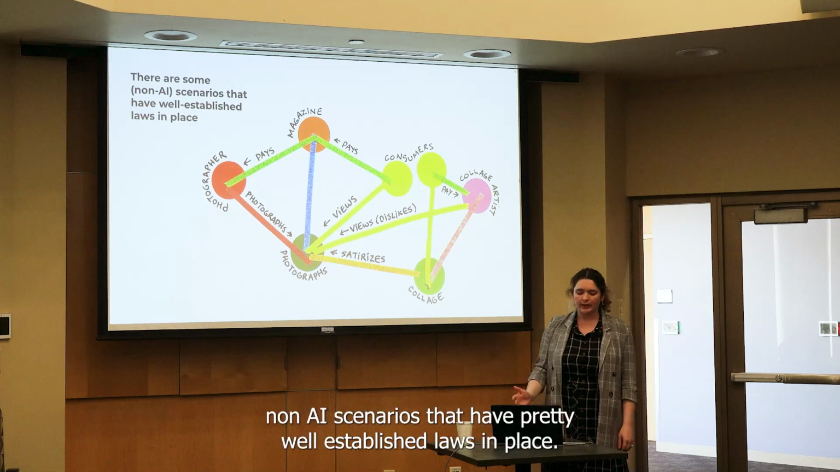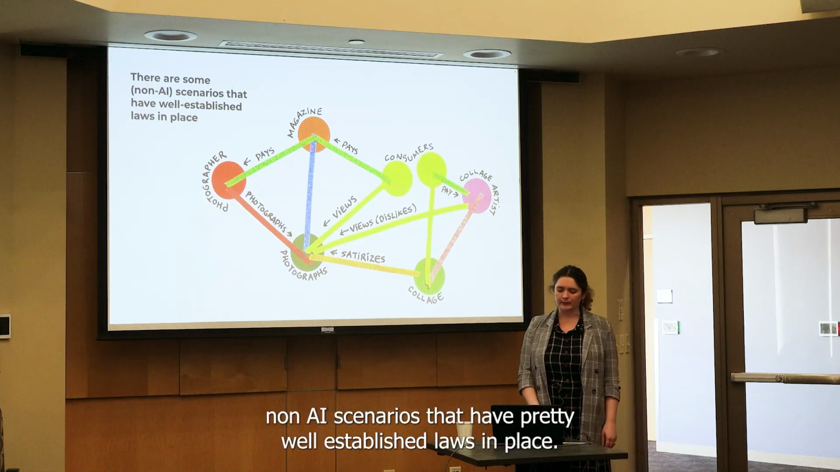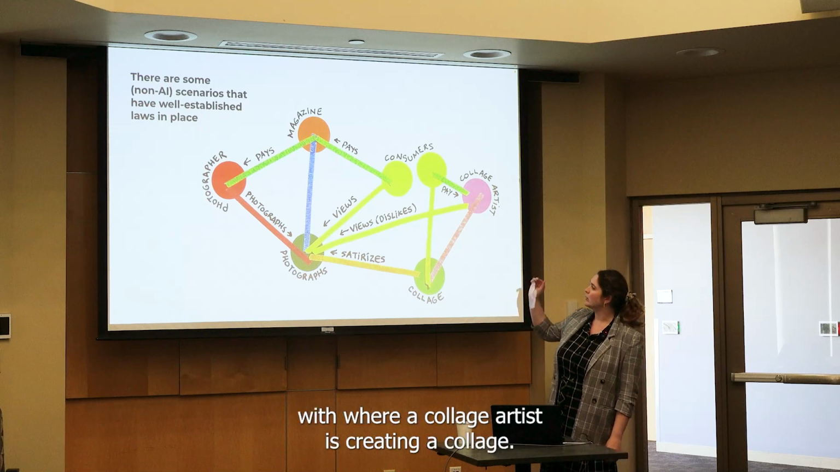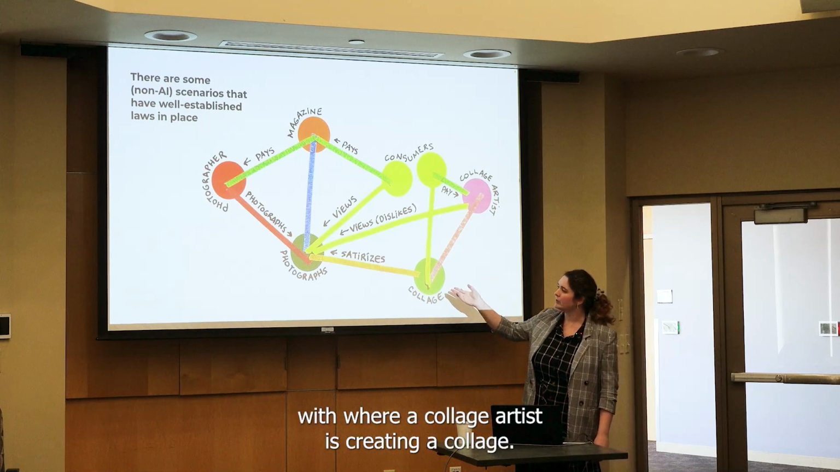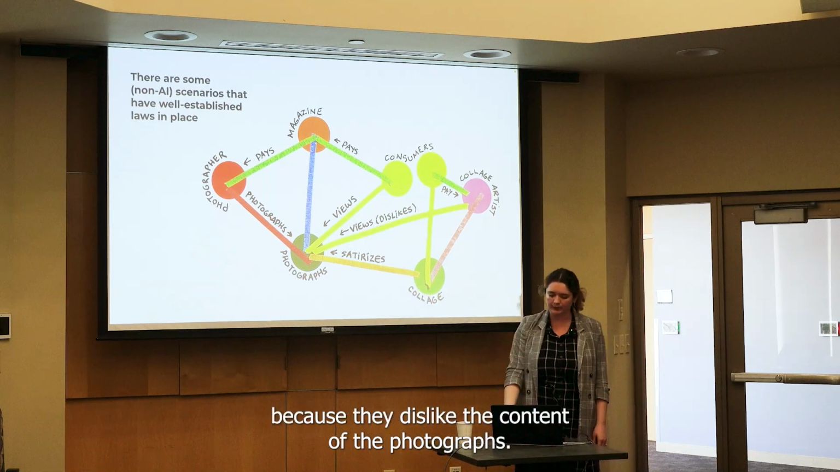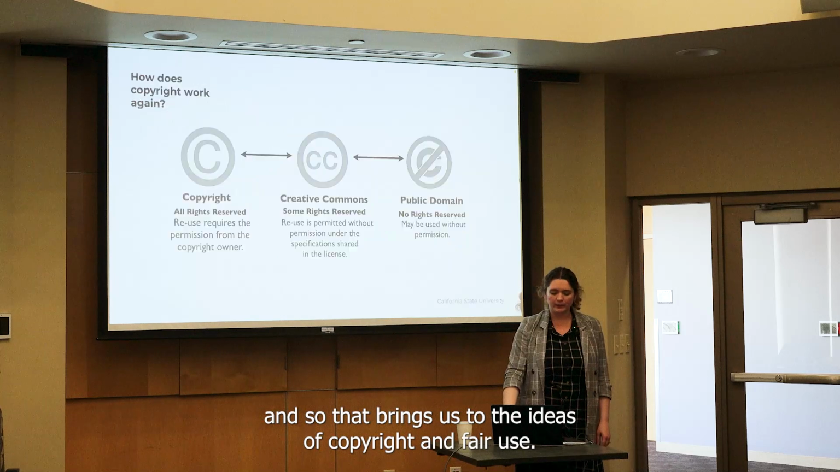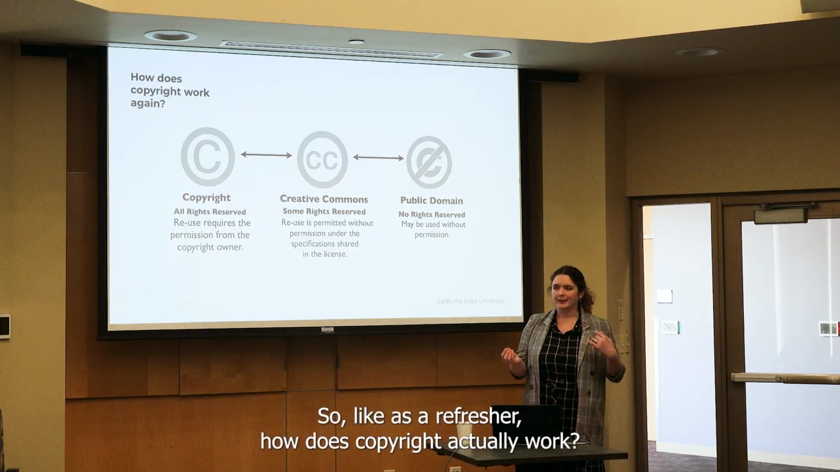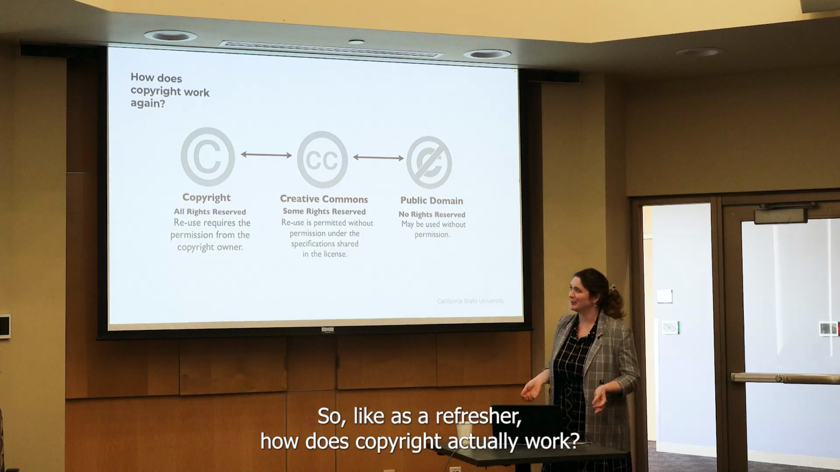There are some non-AI scenarios that have pretty well-established laws in place. So this is one scenario that we might be familiar with, where a collage artist is creating a collage. It's also satirizing some photographs because they dislike the content of the photographs. And so that brings us to the ideas of copyright and fair use. As a refresher, how does copyright actually work again?